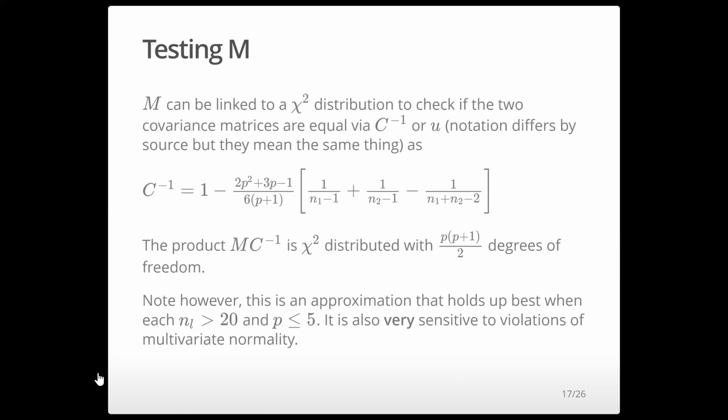So note that this is an approximation, and it holds up best when each n is at least 20, and you have no more than 5 variables. It's also very sensitive to violations of multivariate normality. So if you're going to use this, you should probably check multivariate normality first. And don't worry, in the homework, I'm going to show you how to program all of these formulas if you'd like, but I'm not going to make you do this. We have a function that's going to do it for us, so don't get too scared.